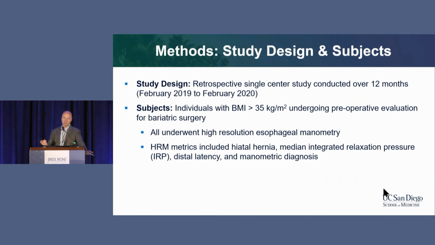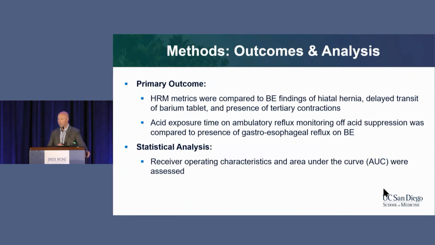And really, as I mentioned, you can imagine the people had a BMI greater than 35 and they were undergoing preoperative evaluation. They all had high-resolution manometry. Now, the primary outcomes were really a comparison. And we know that there are certain things that we are very cognizant about when we're thinking about bariatric surgery.